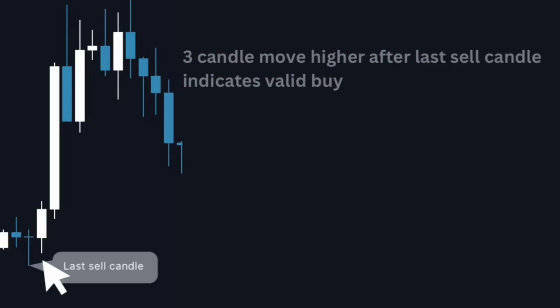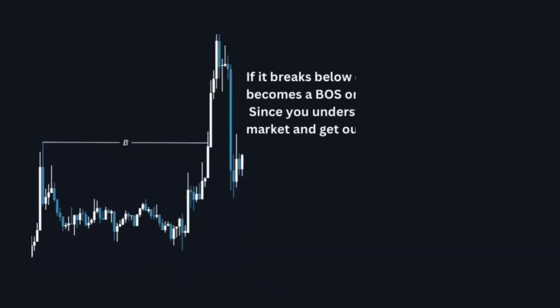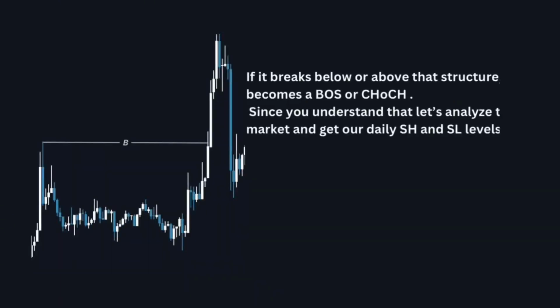So now that you have understood that, this is another example you will watch out for. In this example, this candle did not break the last buy candle. It made 3 candles lower after the recent buy candle. This is still a valid sell according to our strategy. When prices break above or below that structure, this also validates a break of structure or a change of character in the entire structure.